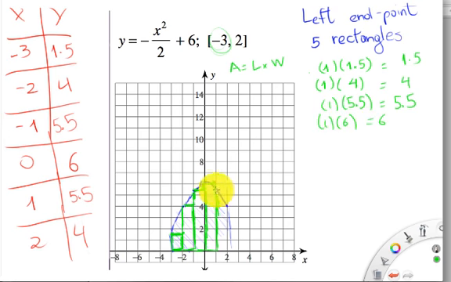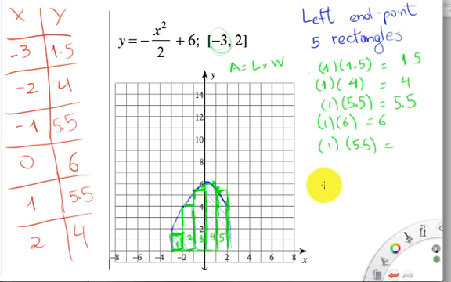And my next function value is over here, so I'm going to repeat the process. So I'm going to have 1 times 5.5. I used 5 rectangles: 1, 2, 3, 4, 5. So I have 5 different areas, right?